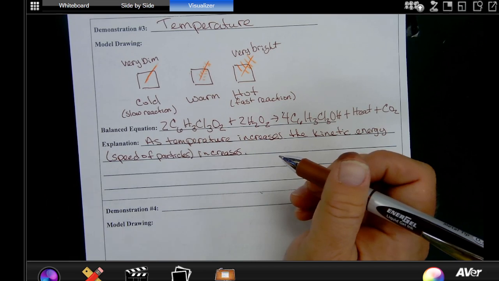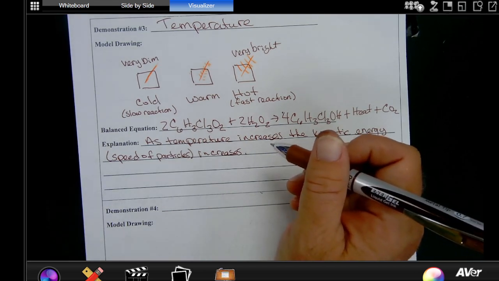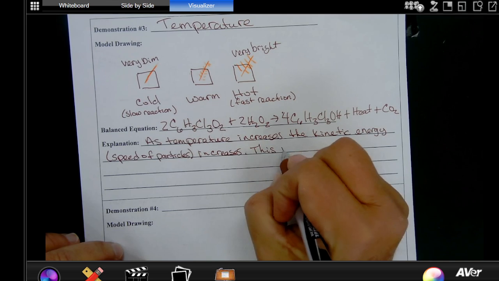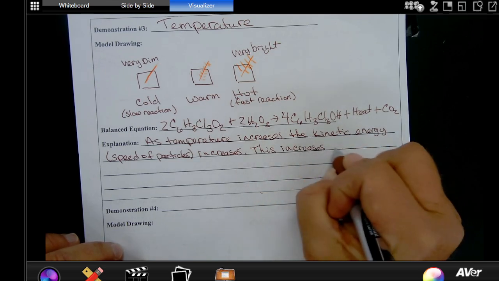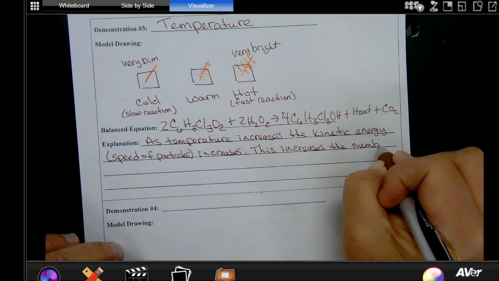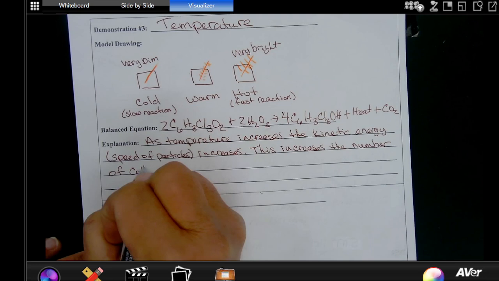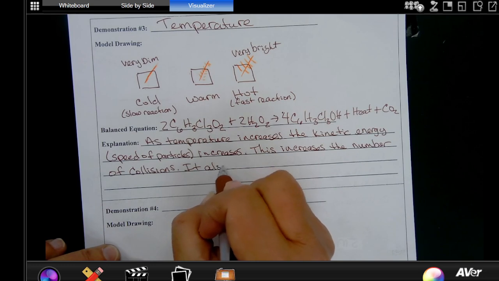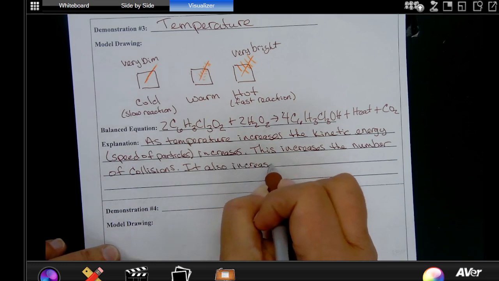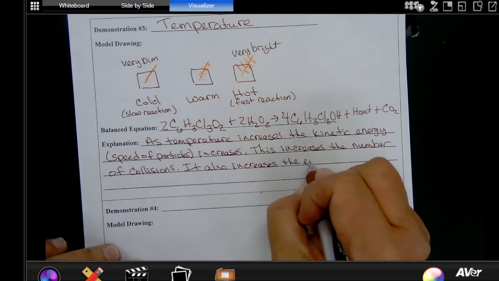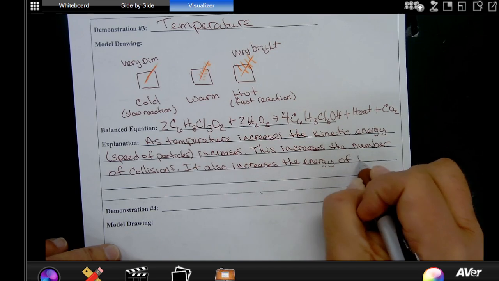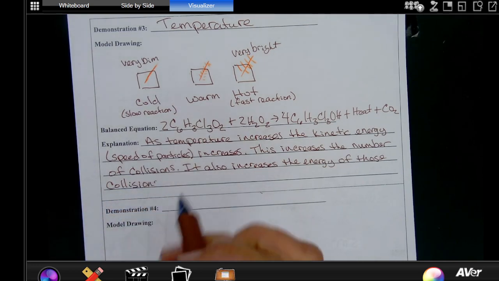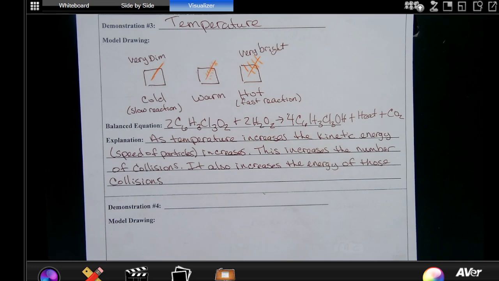If something's going faster in the same amount of volume, are we going to have more collisions or less collisions? More collisions. This increases the number of collisions. It also increases the energy of those collisions. Remember they talked about yesterday that when you have two cars and they're going faster, you're going to hit with more energy, right?